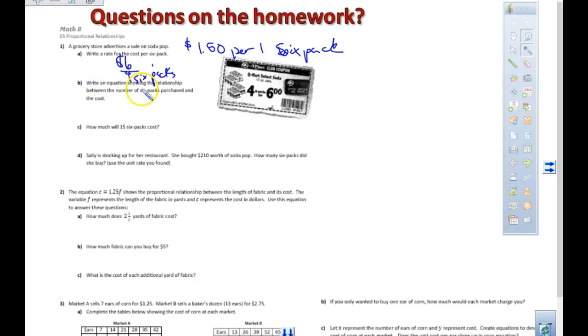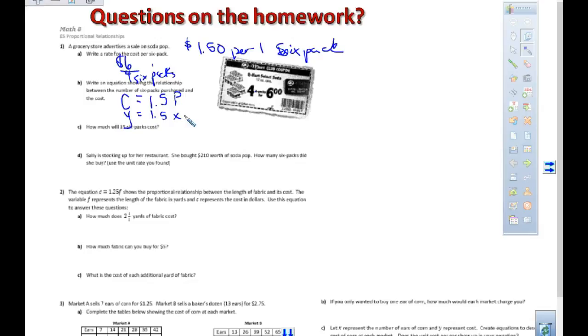So, as we look at part B, it says we want to write an equation for the relationship between the number of 6-packs and the cost. The cost, or your Y, depending on which variable, was equal to, Greta, what? 1.5, and then P for 6-pack, or 1.5x.